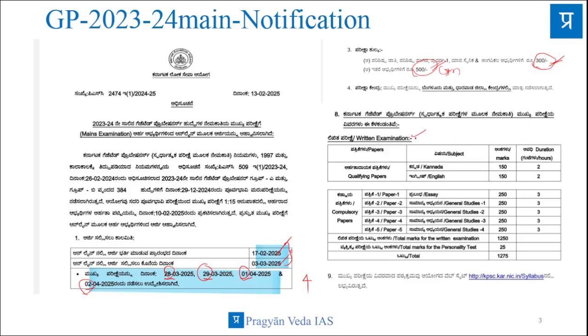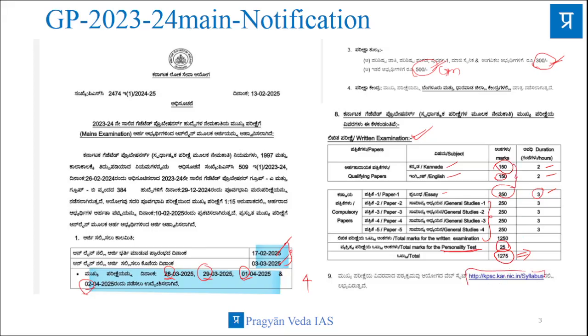As far as the written examination and the paper description is concerned, there will be 2 qualifying papers. One is Kannada and English compulsory, 150 marks each, and the allotted duration is 2 hours each. Then there is paper 1, which is the essay, which carries 250 marks, with 3 hours allotted. And there are general studies 4 papers, 1, 2, 3, 4, each having 250 marks and 3 hours each, totaling 1250, plus 25 marks allotted to the personality test, which is the interview test we call. So the total marks to be scored would be 1275, except for these 2 qualifying papers.